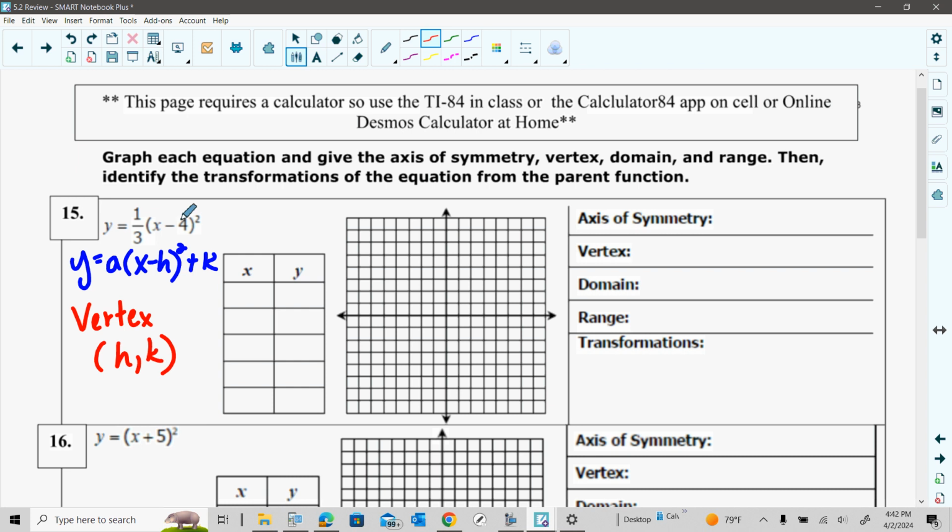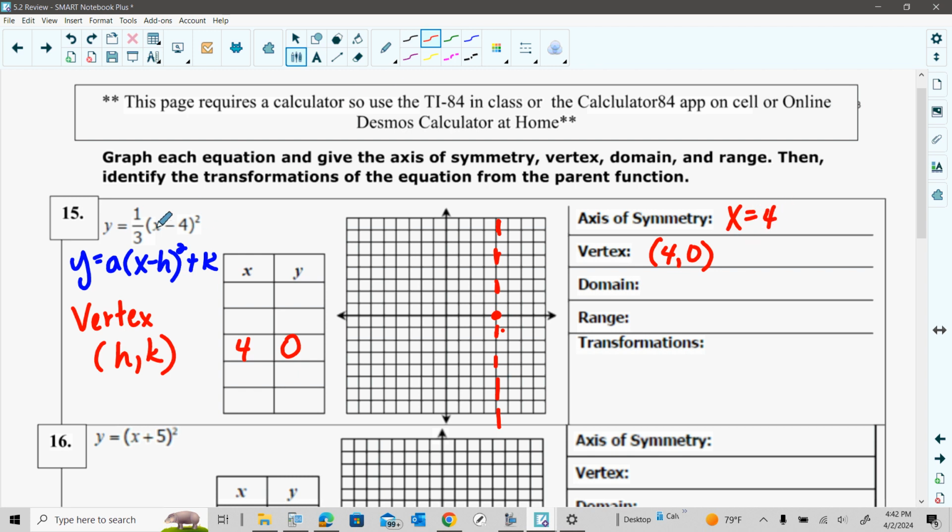So on this first example, I see the h. H is inside the parentheses. If this is minus 4, then the h is positive 4. And there's no k over here. There's no adding or subtracting outside the parentheses, so that would be 0. So that's my vertex, 4, 0. And we're going to plot that. So we're going to go to the right 4 and plot that point right there on the x-axis. Remember, the axis of symmetry goes through that point. It's the halfway, split in half. So this means x equals 4 for that vertical line.